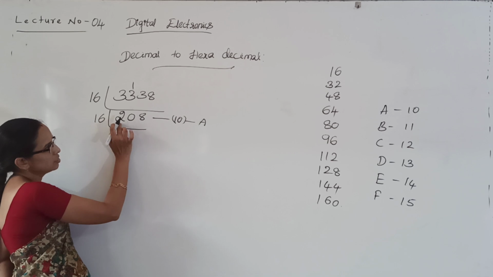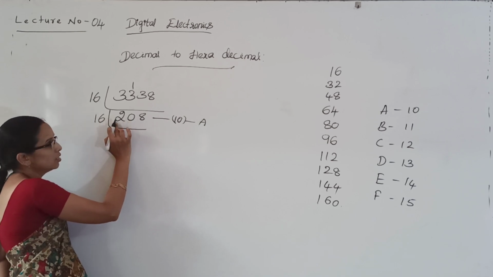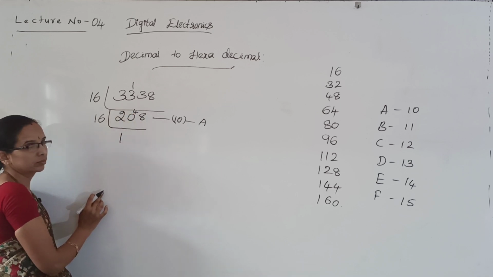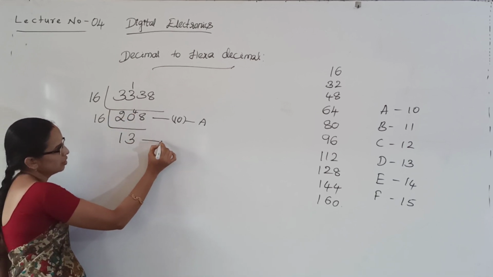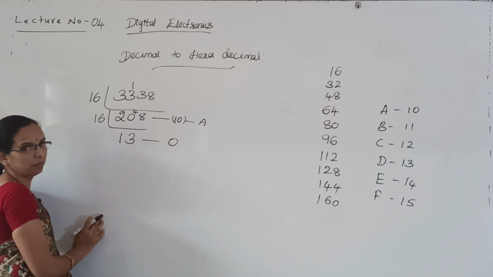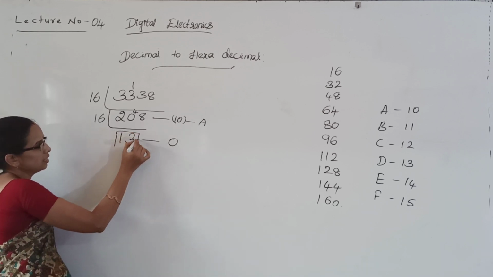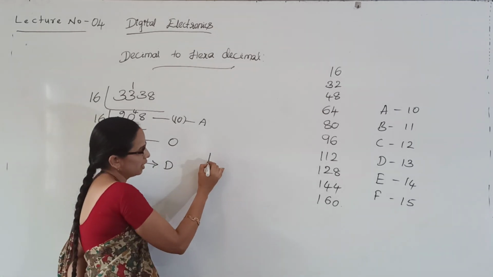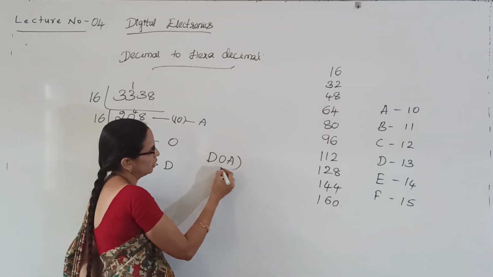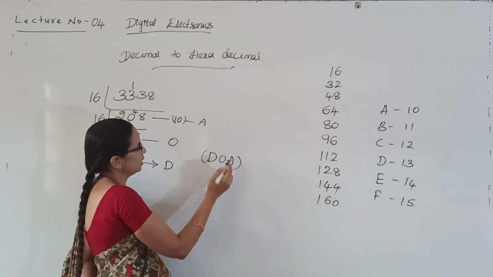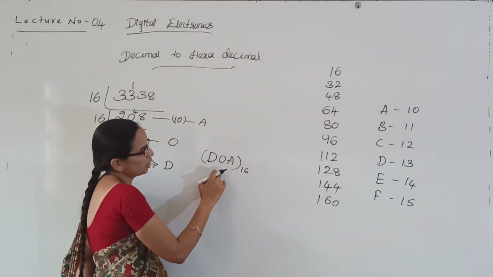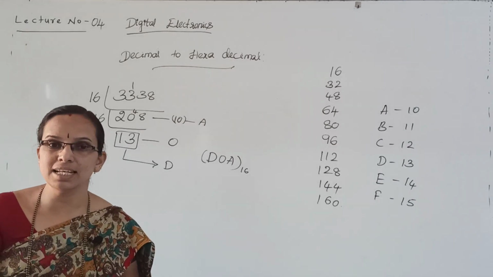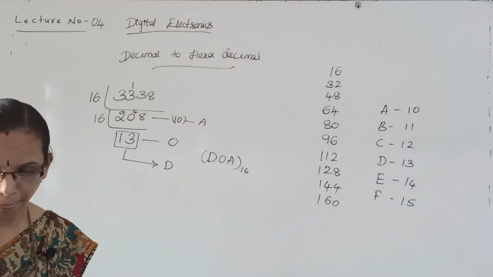The 16 ones are here. 16 ones are in the sense 4 is remaining. 16 3s are and 0 is the remainder. And this 13 can be represented as D. So the hexadecimal number equivalent of 3338 decimal number is D0A. It is not DOA, it is D0A. Okay.